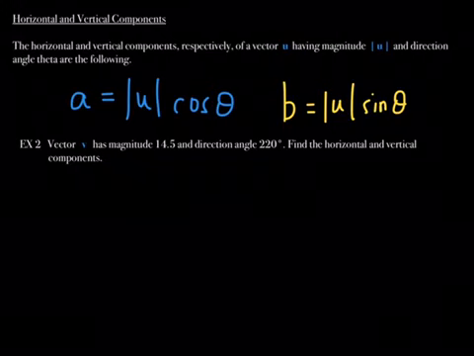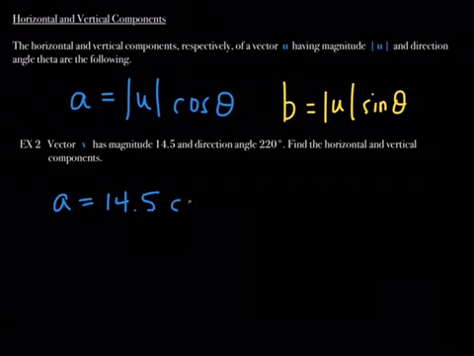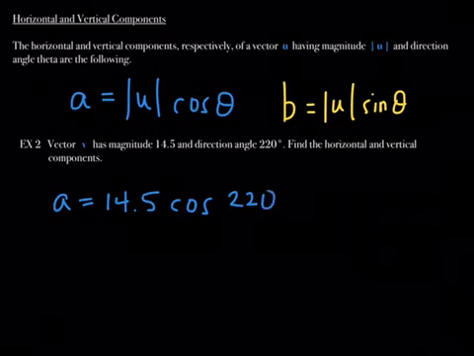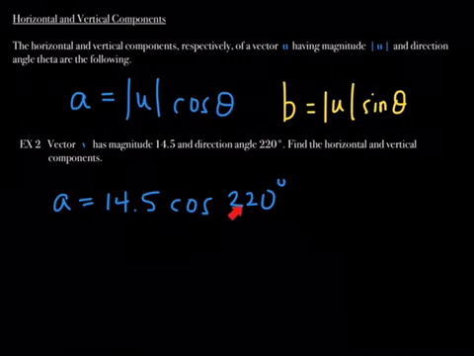Now, let us find A, the horizontal component. A is the product of the magnitude, which they gave us as 14.5, and cosine of the direction angle, which in this case is 220 degrees. Now, I already know that my horizontal component is going to be negative. How do I know that? Well, 220 degrees is in quadrant 3, and cosine is negative in quadrant 3. So this is going to be a negative value times a positive magnitude, so this whole value is going to be negative. All right, so when I punch this into the calculator, I am getting approximately negative 11.1.